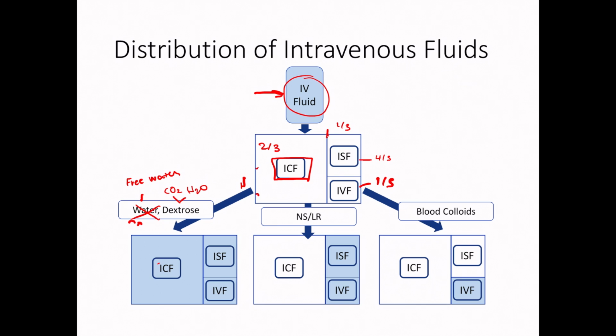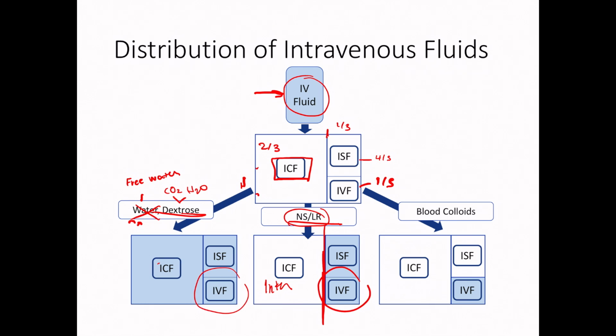Normal saline, on the other hand, or lactated Ringer's, those other crystalloids that we've talked about, they maintain the tonicity so that they do not cross into the intracellular fluid, and they just stay in this extracellular fluid. Now, if I gave equal amounts of dextrose and normal saline, it's easy to see how more of it would remain in the intravascular fluid.